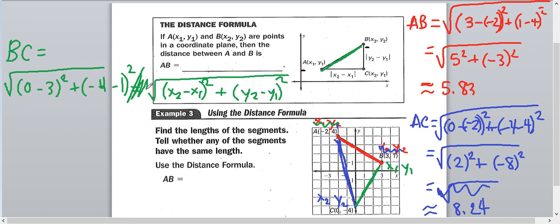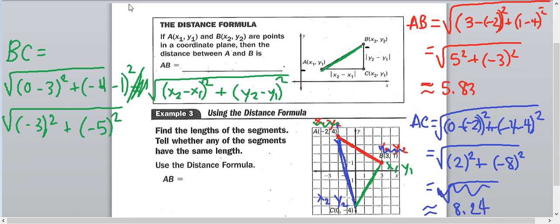Okay, so if I evaluate that, 0 minus 3 is negative 3 squared. Negative 4 minus 1 is negative 5 squared. And when I evaluate that, I get approximately 5.83. So how about that? It looks like line segment AB and BC have the same length. So kind of bringing that all back together, we could also say that AB is congruent with BC.